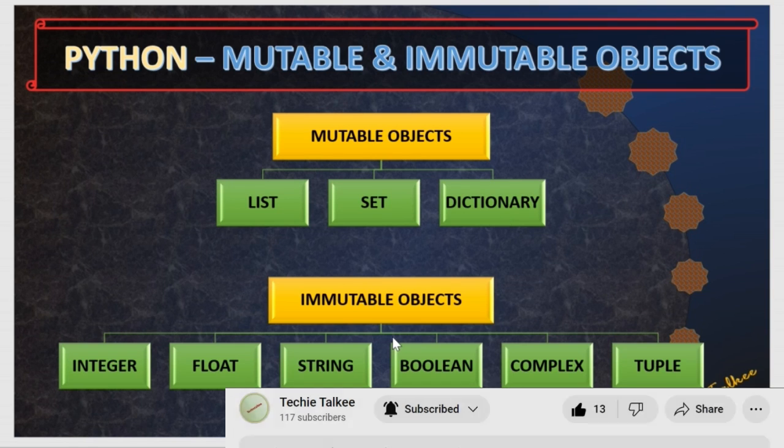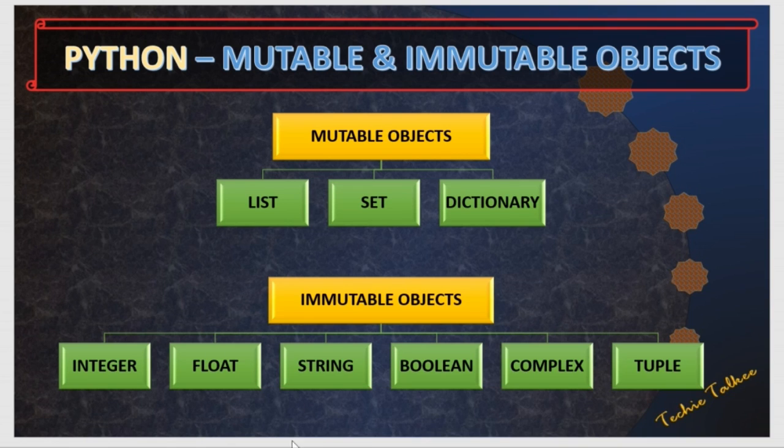An immutable object is one that does not allow any change to any of its values. If a variable is assigned a new value, a new object gets created. Let me explain in detail how it works. First, let's look into the list object.